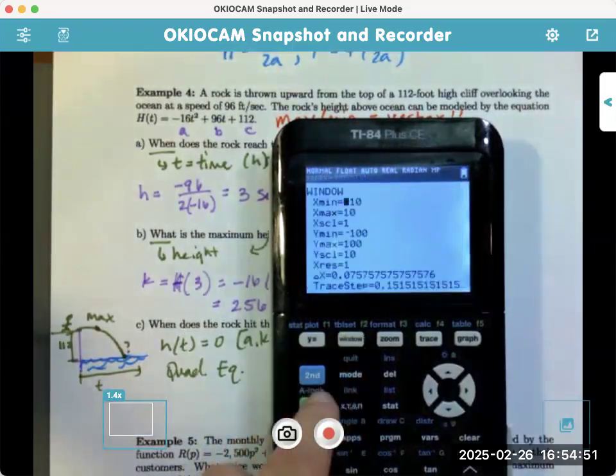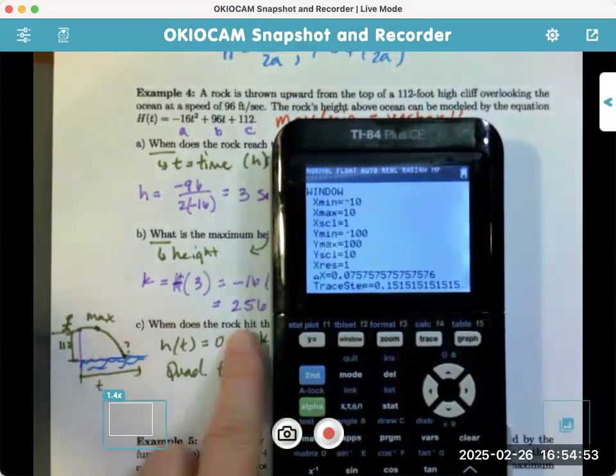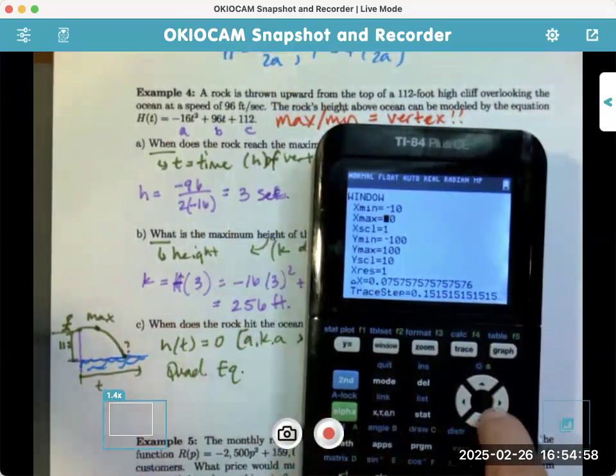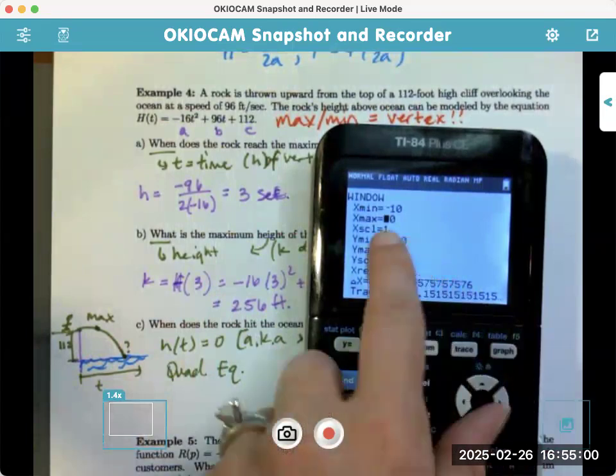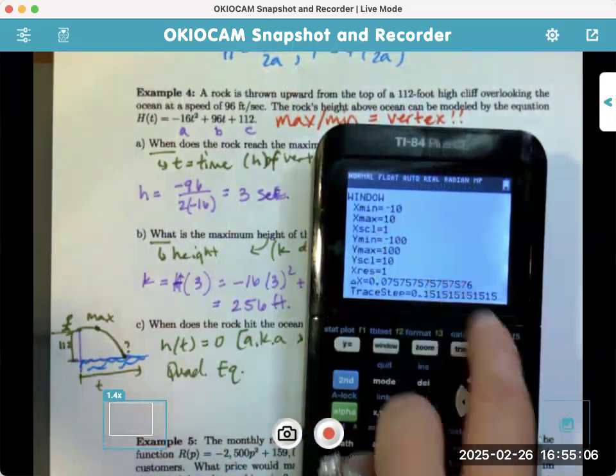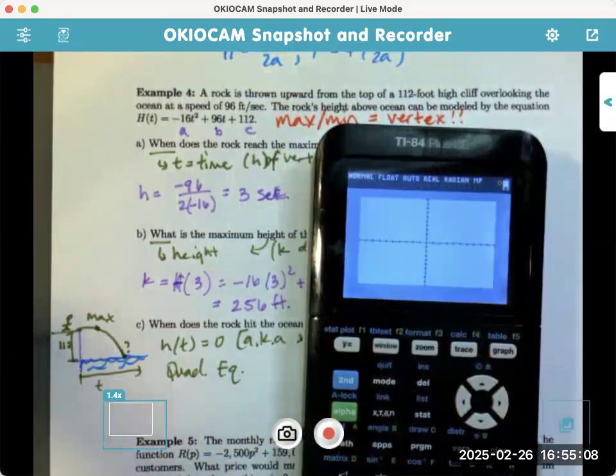But let me change my window. We know that the max is 3,256. I'm going to use it as my guide. So for the x max, I think 10 to 10 is fine. My Y scale being, I don't know, let's just do 256. This one's fine.